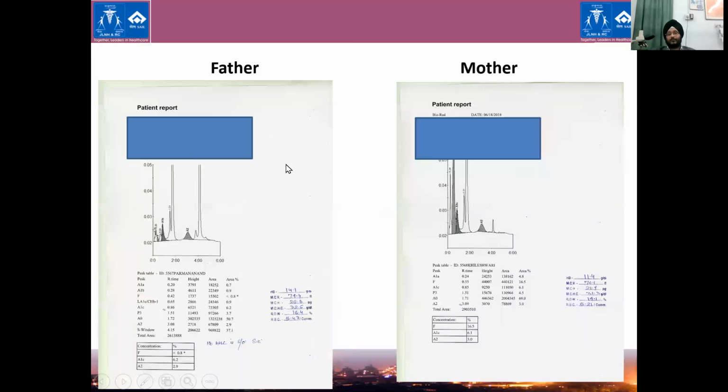We did an HPLC of the father and the mother. That is a family study. Here again, we see the father has an HbS of 37%. The mother has no HbS, but HbF is high, 16.5%. So why should a female who has been asymptomatic all her life have an HbF of 16.5? It could be hereditary persistence of fetal hemoglobin in a heterozygous state.